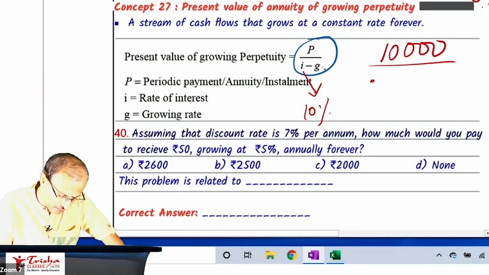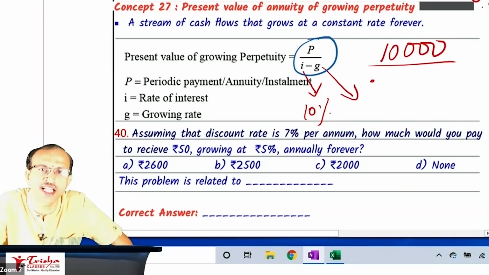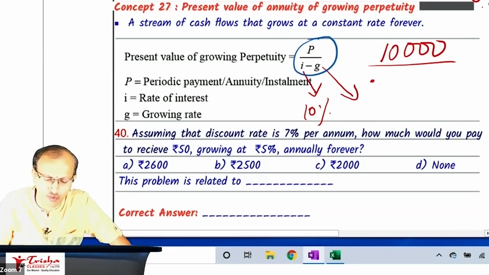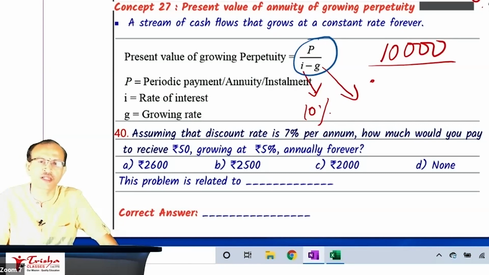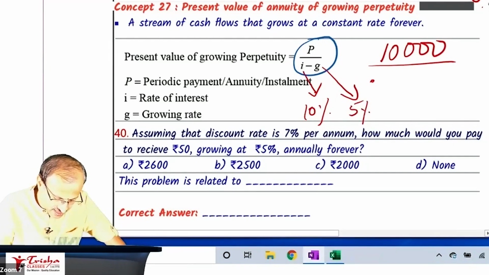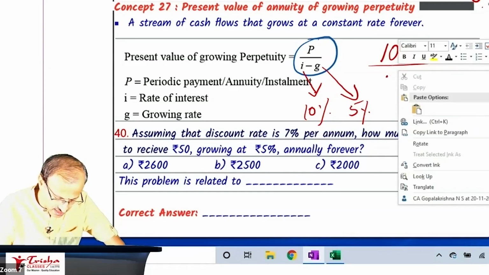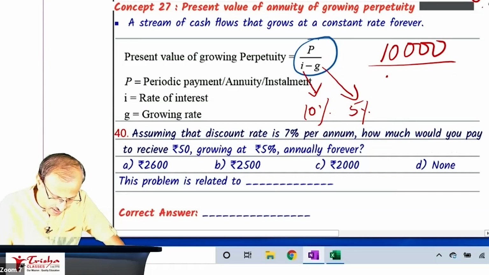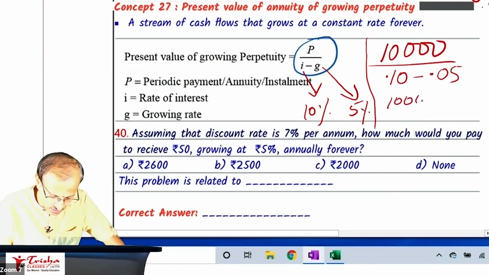But the scholarship amount you provide, you would like to increase, to grow it by some percentage every year. That much scholarship amount is not sufficient for 15, 20, 30 years. You want to increase it by 5%. If this is the case, how do you do the answer? That's what I told you, 10,000 by I minus G. Please refer to the formula, I minus G, 0.10 minus 0.05. Finally, 10,000 divided by 0.05.